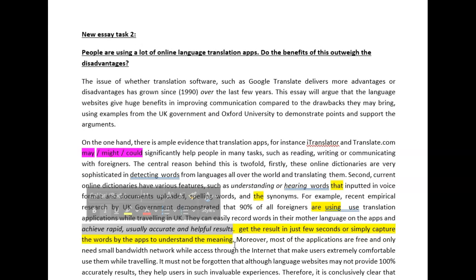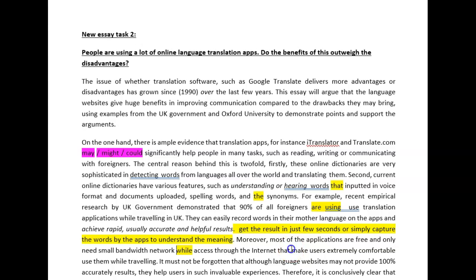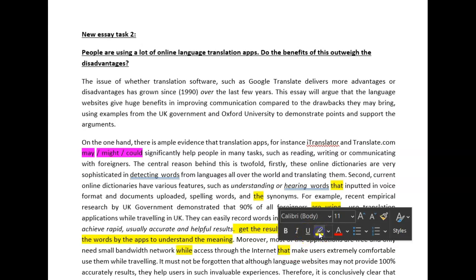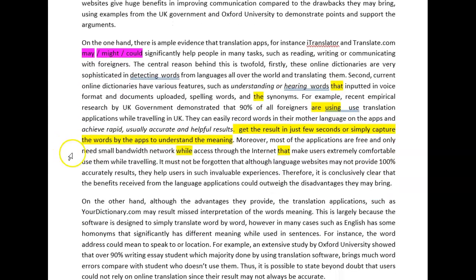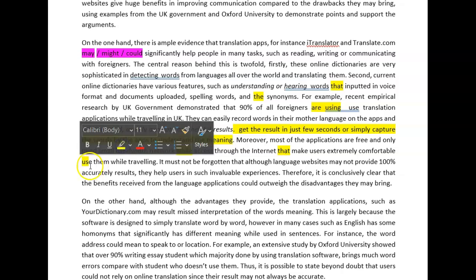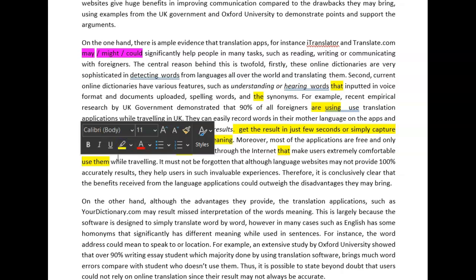Moreover, most of these applications are free and only need small broadband width network to access through the internet, which rather than that, it doesn't really matter, but actually probably which here makes users extremely comfortable with them. You don't need to use, again, extremely comfortable to use, or either to use or just literally while traveling. Sometimes you can just edit some of this out.